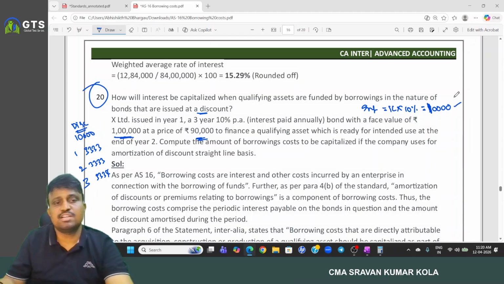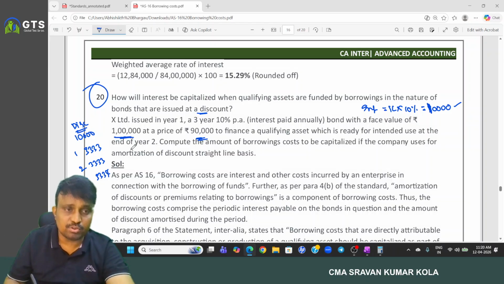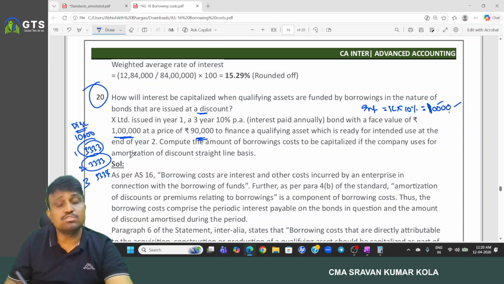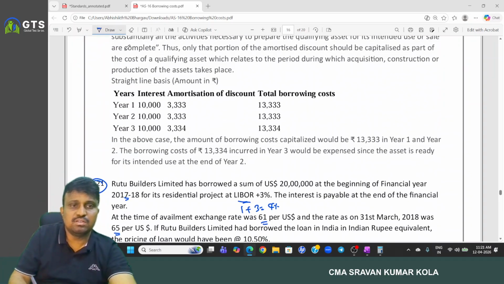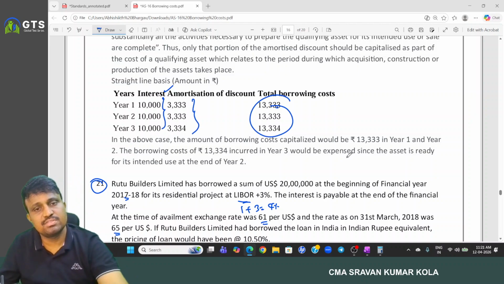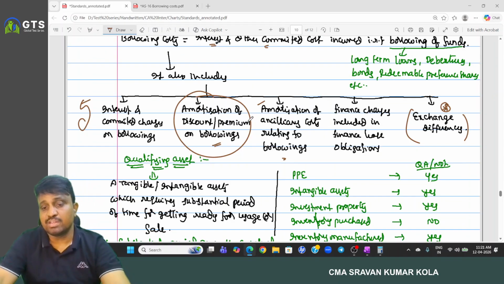So this interest is generally a borrowing cost, and the amortized part of the discount is also treated as a borrowing cost. That means first year interest 10,000 plus amortized part 3,333, so 13,333 is the borrowing cost. Second year interest 10,000 and amortized part 3,333, that is the borrowing cost to be capitalized. Third year is the same. Okay, and this is the amortized part and total borrowing cost to be capitalized, and it is accounted as per AS-16. Okay, I hope you understood the entire topic relating to borrowing cost.